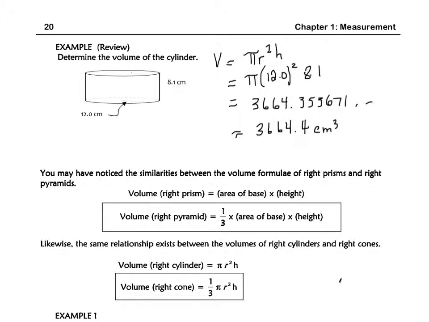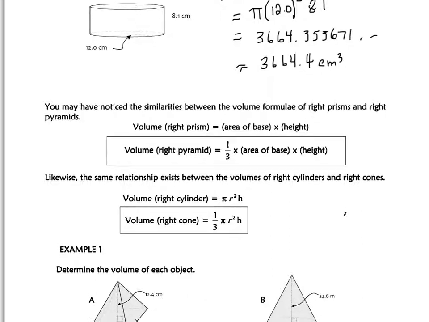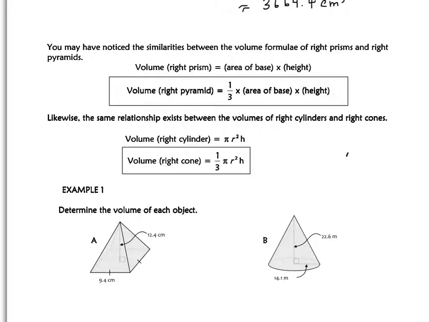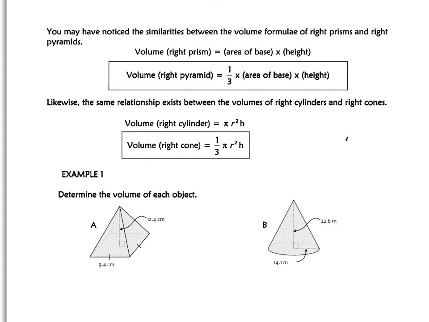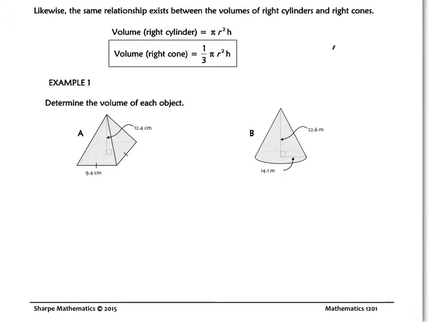Okay, so now we go through the formulas again for the volume of a right pyramid, which would be the area of the base times the height divided by 3, or 1/3 area of the base times the height. And the volume of a right cone is related to the volume of a right cylinder, which is pi r squared times height. So you divide that by 3 and you get the volume of a right cone, or 1/3 pi r squared height if you prefer. So let's try to find the volume of the 2 examples here.